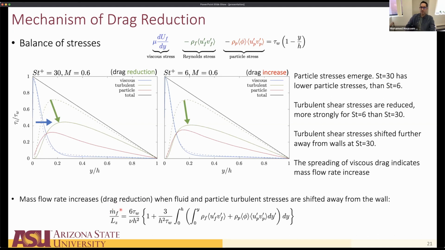So maybe I forgot to mention that these are simulations at constant pressure gradient. So drag reduction manifests as an increase in mass flow rate. So you can write this expression here, and you see that this integrand that you get here, which is negative, diminishes when these curves basically move to the right.